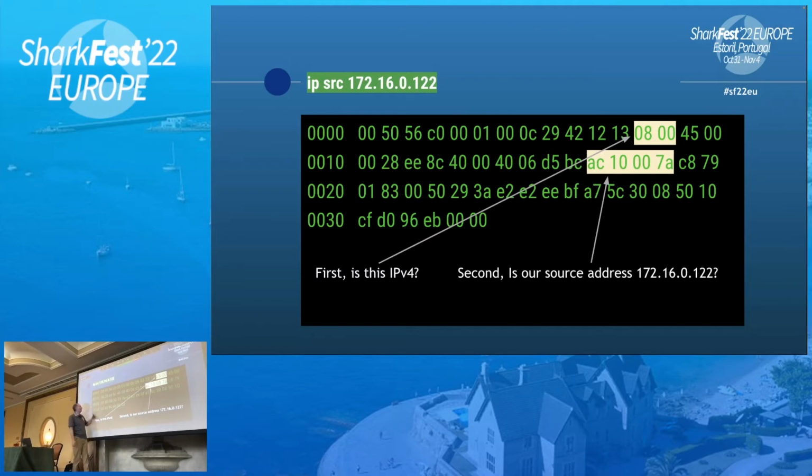That means we have an IPv4 packet. Once we've established that, we scan a little bit further into the packet and we look for our address, and that's how we apply this filter. That's what happens if you capture with this sort of filter. And as I said, it seems very simple and basic, but it's actually pretty powerful, and you can do a lot of cool things with it.